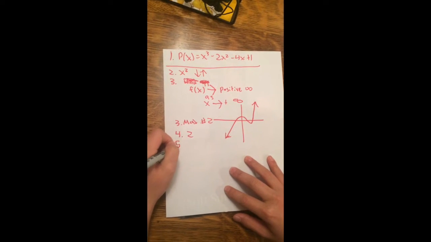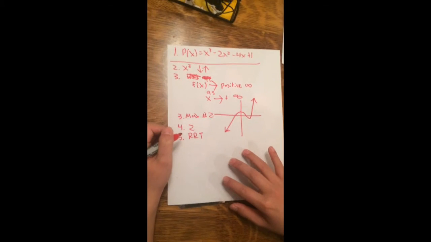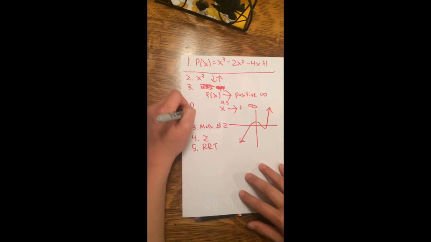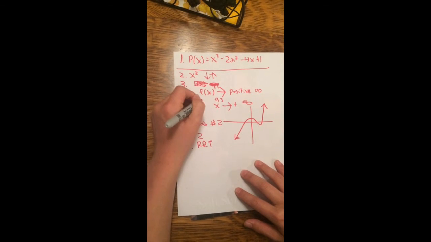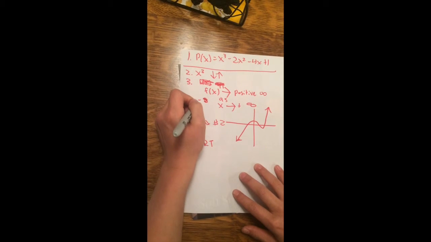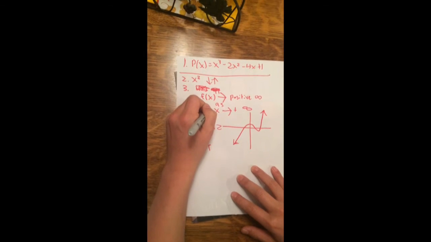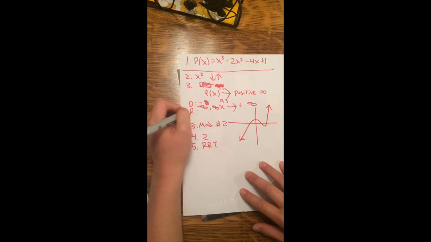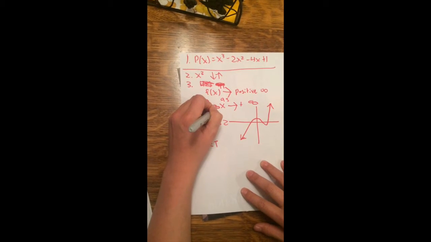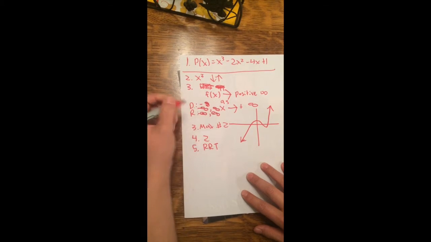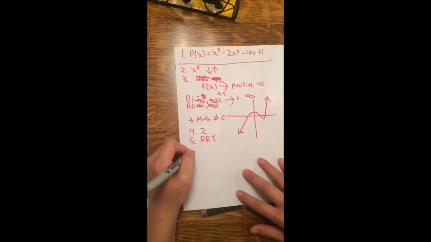then now we're going to go into the possible rational root theorem. Oh, and I also forgot the domain and range. The domain is going to be negative infinity to positive infinity, and then the range is going to be negative infinity to positive infinity. That's the domain and range.